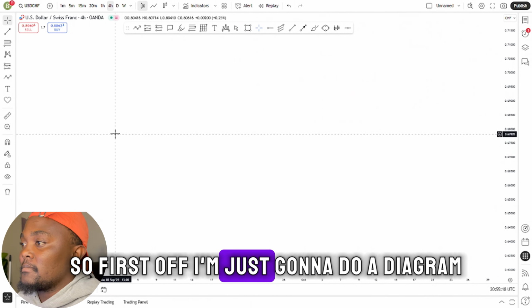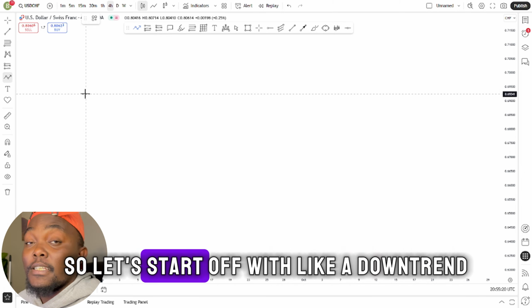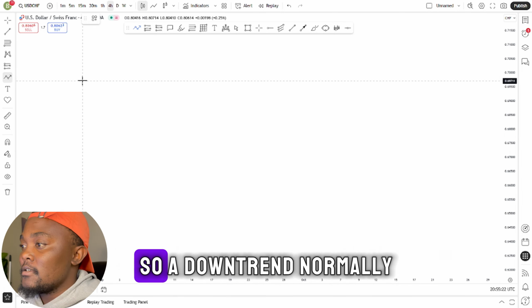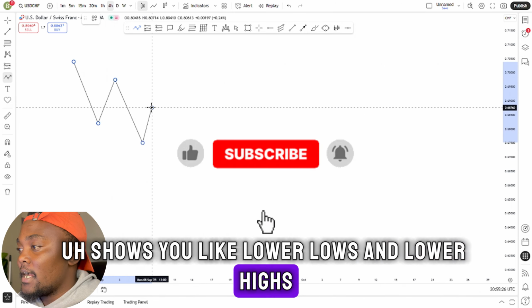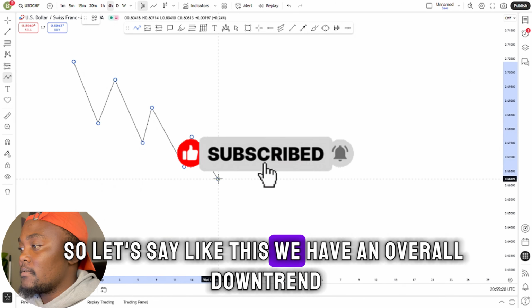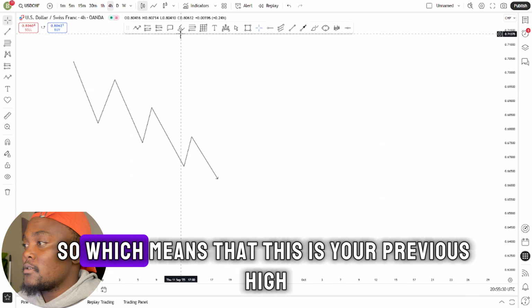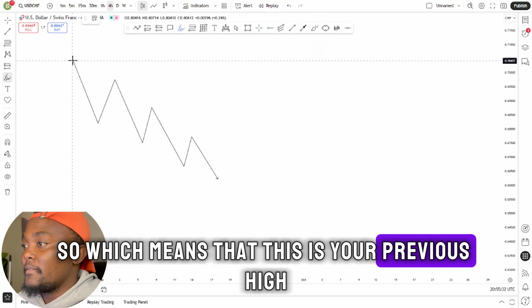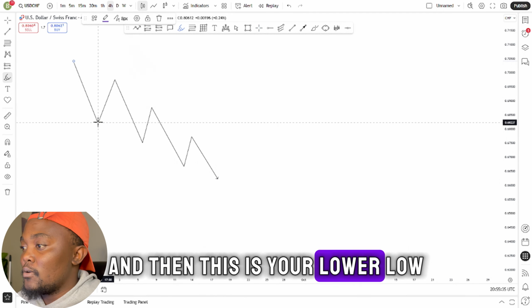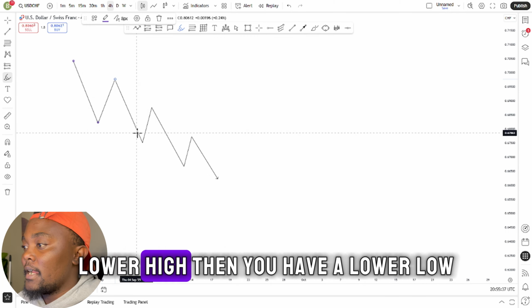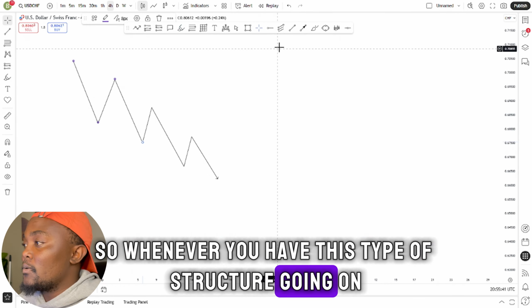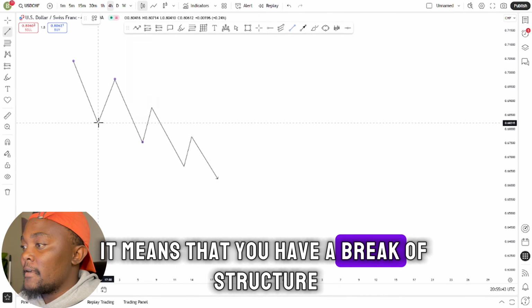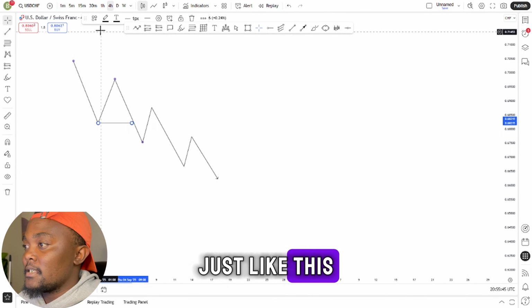First off, I'm just going to do a diagram. Let's start off with a downtrend. A downtrend normally shows you lower lows and lower highs. So let's say like this, we have an overall downtrend, which means that this is your previous high, and then this is your lower low, lower high, then you have a lower low. Whenever you have this type of structure going on, it means that you have a break of structure, just like this.